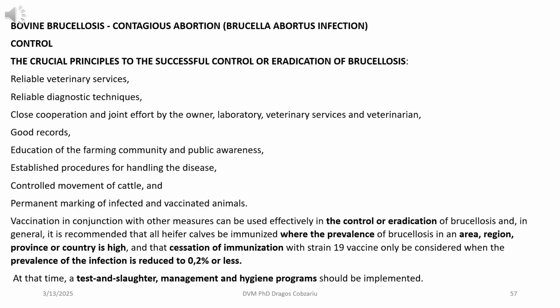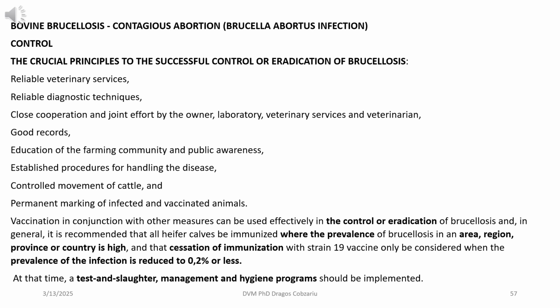The crucial principles to the successful control or eradication of brucellosis. Reliable veterinary services. Reliable diagnostic techniques. Close cooperation and joint effort by the owner, laboratory, veterinary services and veterinarian. Good records. Education of the farming community and public awareness. Established procedures for handling the disease. Controlled movement of cattle, and permanent marking of infected and vaccinated animals.